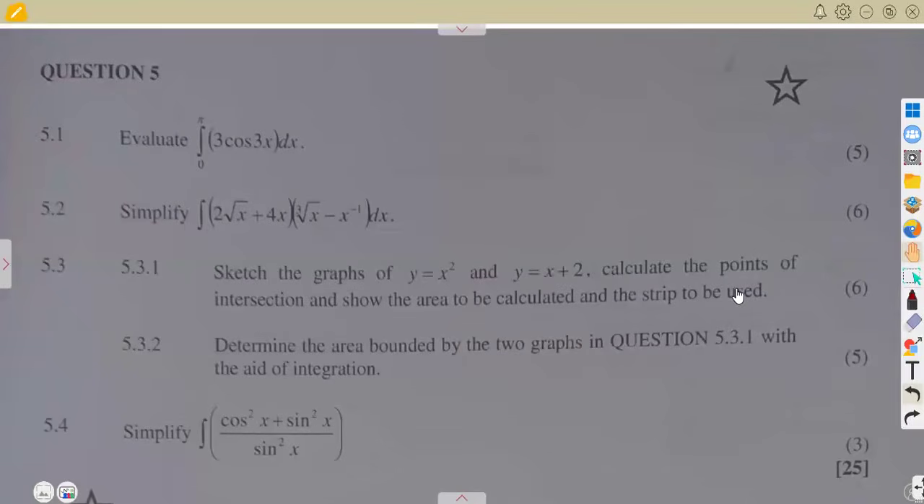Question number 5: evaluate the integral of 3 cos 3x with respect to x, where we are given the limits. All right, so let us check. That is 5.1. We are given to integrate 3 cos of 3x with respect to x, with the limits from 0 to pi. This is a straightforward integral.